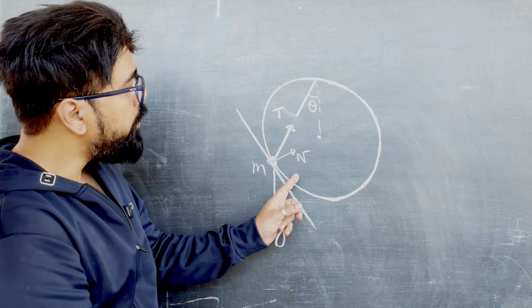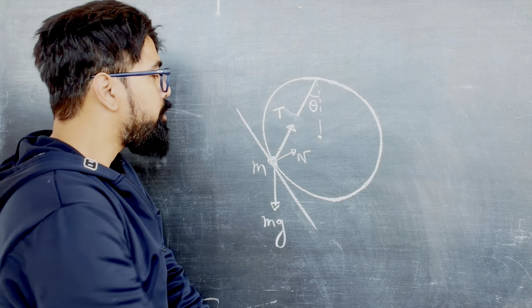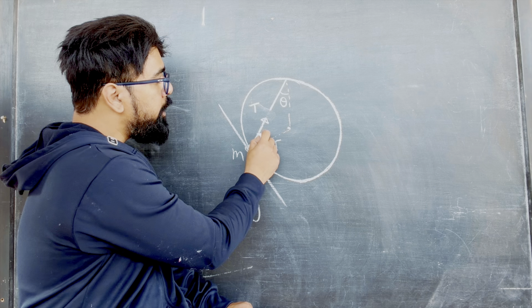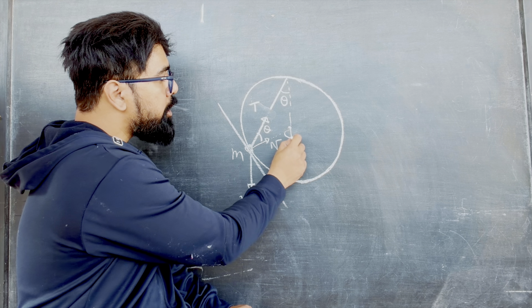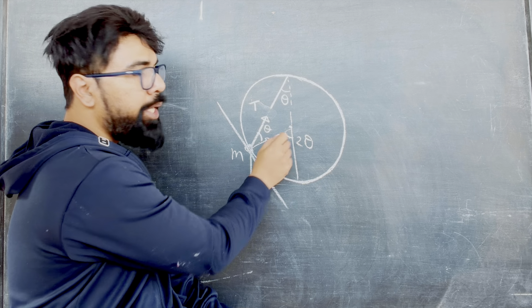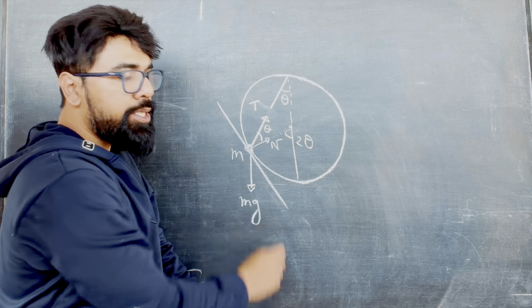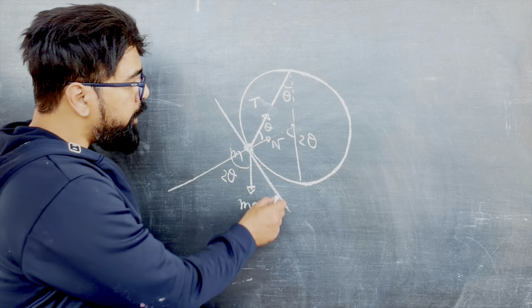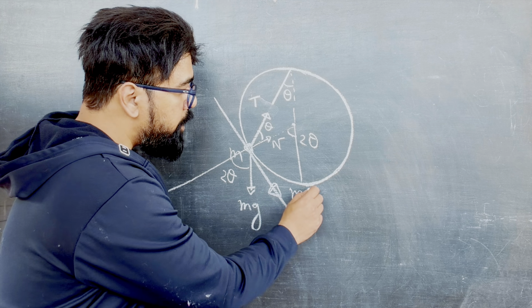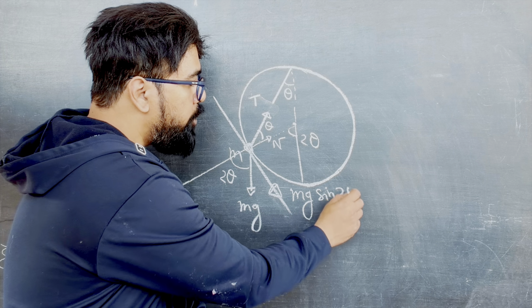First, the free body diagram. We cut the string. So there is tension, then there is mg, and then there is the normal reaction. All these forces have to be resolved along the tangent. Now if this angle is theta, then this angle will also be theta, so this angle is 2 theta, since the exterior angle equals the sum of interior angles. If I elongate the radius, this angle is 2 theta. So what is the component of mg along the tangent? It is mg sine 2 theta.